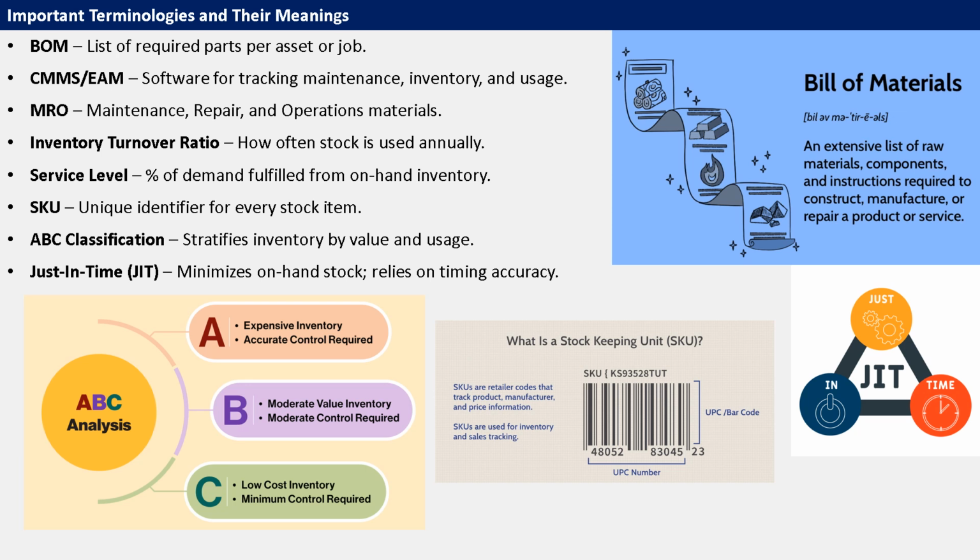Just in time, JIT, inventory minimizes on-hand stock by relying on timely deliveries. While effective in manufacturing, JIT can be risky in MRO, where unplanned demand and critical uptime require buffer stock. These terms form the vocabulary of inventory control and are central to planning, auditing, and optimization.